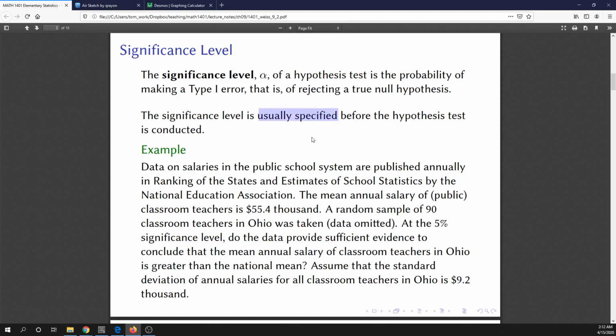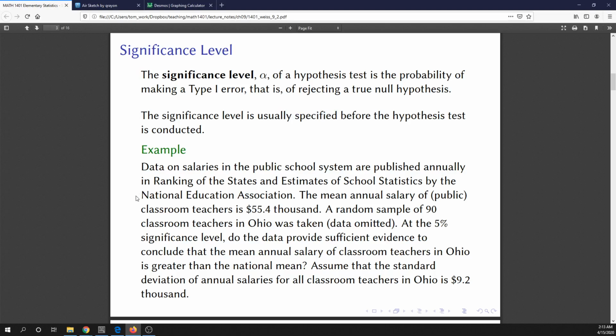All right, and then I say here, you might say usually specified. By that I mean sometimes you'll read a paper where they don't say the significance level ahead of time. They'll just show what's called the p-value, which we'll talk about next, and then they basically let you decide, based on the p-value, how strong their results are.